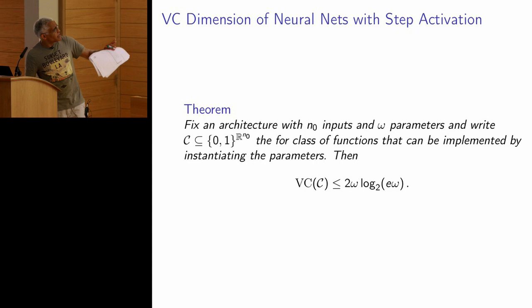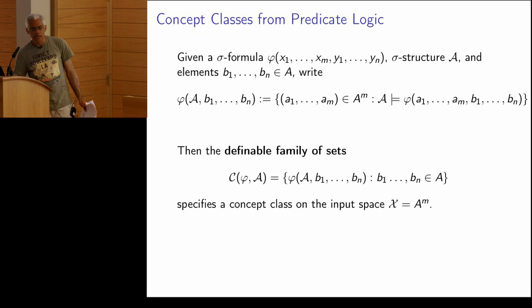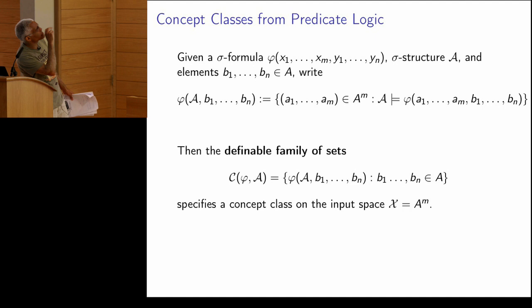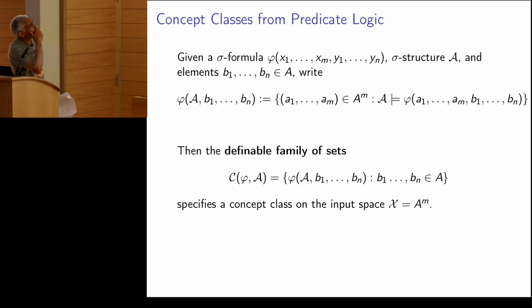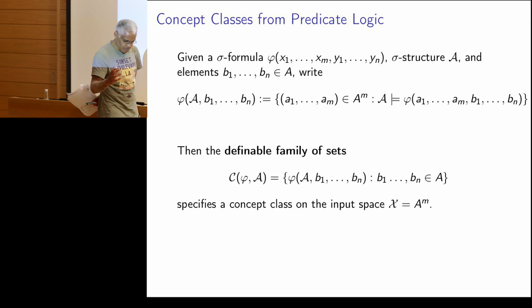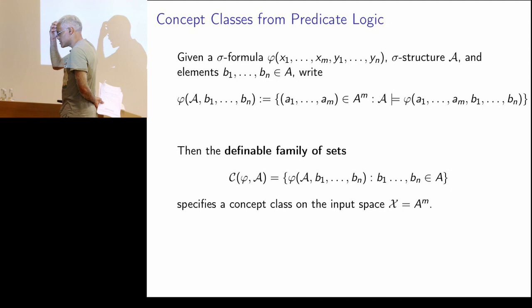And when we talk about sample compression schemes, there's a very general result that makes that clear. So I'm just going to round off the first half by making a connection with logic. This is the learning and logic workshop. So we've seen a bunch of concept classes: rectangles in the plane, linear classifiers, polygons in the plane, neural nets with a fixed architecture. And there's a very general way that we can capture these concept classes in logic.